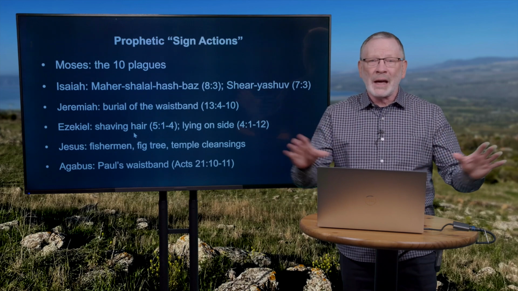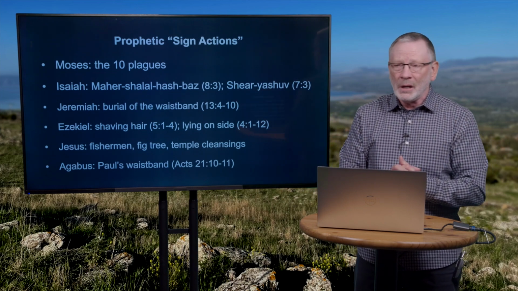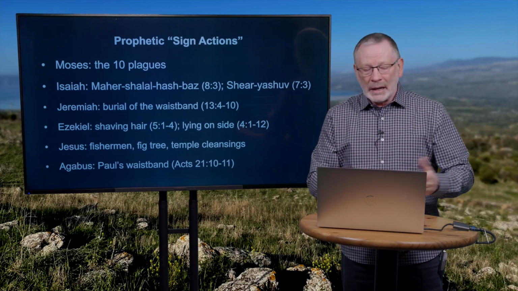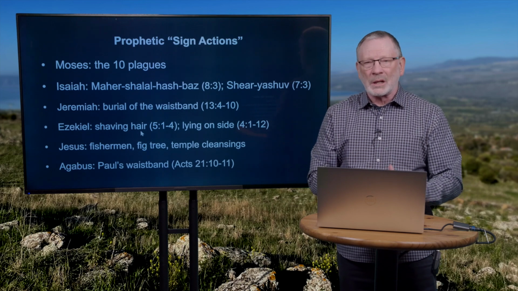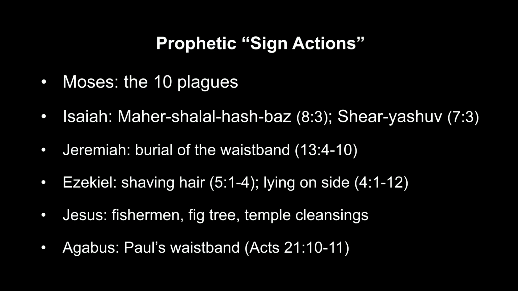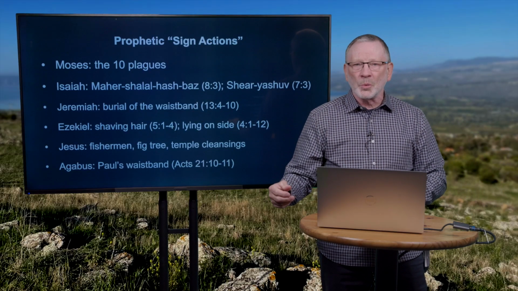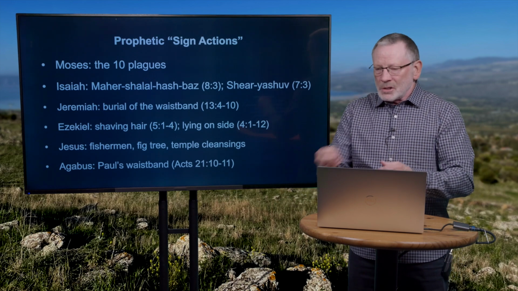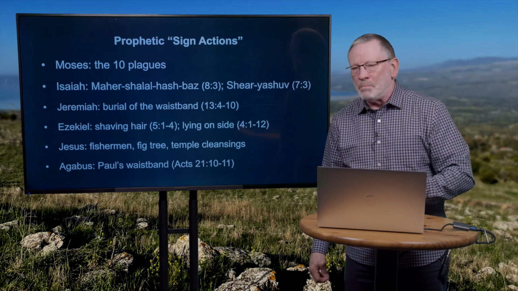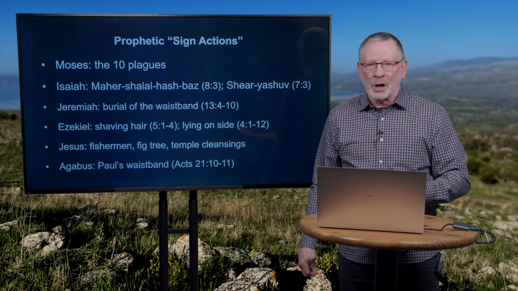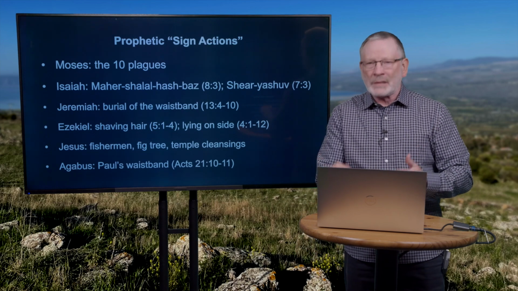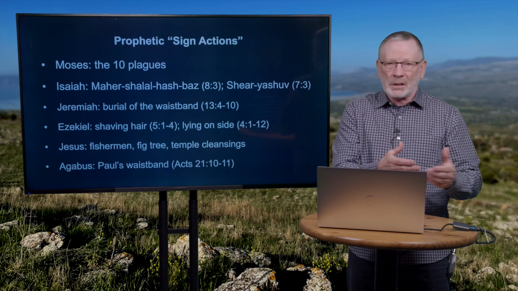Ezekiel has more sign acts than any other prophet. He has at least 12, and I've mentioned a couple here. One is that God tells him to take a sword and to shave his hair off and his beard off, and then to do certain things with that hair. Part of it he's supposed to burn. Part of it he's supposed to throw to the wind. Part of it he's supposed to, some kind of way, bind to the edge of his garment. And that's symbolic of a remnant.